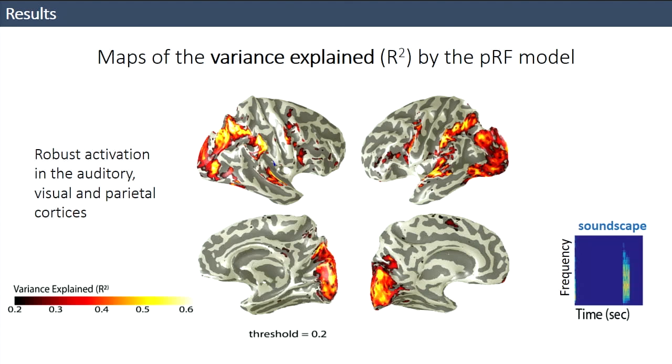And if we look at the overall maps of how well the model fits our data, that is the variance explained by the model, we see robust activation in the brain. Now remember that MM has no visual experience and is only hearing auditory sounds. Yet we see robust activation in the visual cortex, in the occipital cortex, and in multisensory parietal lobe. So in the retinotopic areas, we see activation from posterior V1 to V2 and V3, and in both dorsal and ventral visual streams.